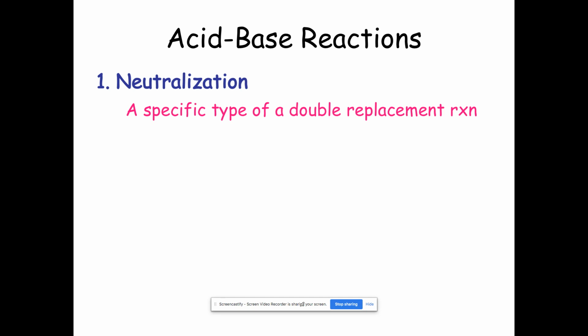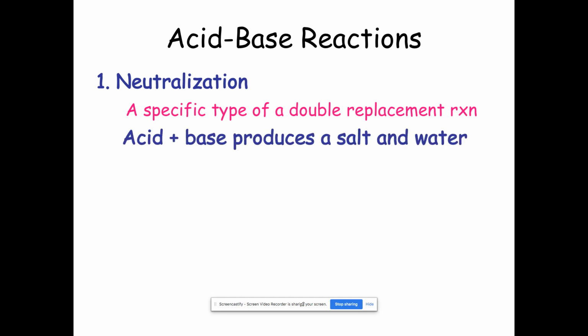So you should remember in a double replacement, you have two compounds, positives and negatives. Positives will switch. And in this case, we have an acid and a base, which will always produce a salt and water. Salt is an ionic compound. Water, of course, H2O. So let's give this a try.